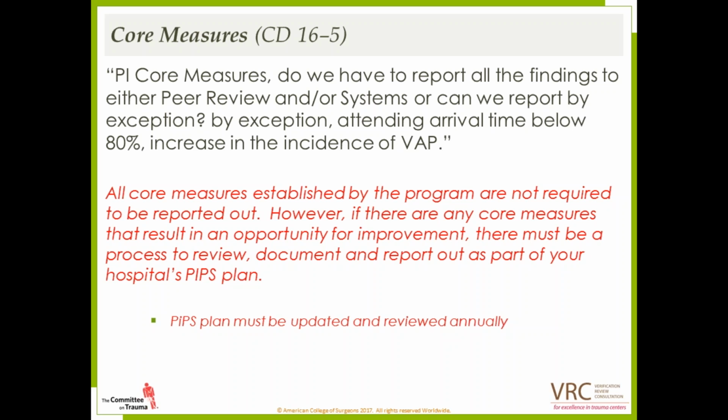So all core measures established by the program, because you establish what those core measures are, are not required to be reported out. However, if there are any core measures that result in an opportunity for improvement, there's issues that you've identified, there must be a process to review, document, and report out as part of your hospital's PIPS plan. So if there's an issue identified as part of your core measures, that should definitely be reviewed by the peer review or the systems. It doesn't have to be reviewed by both, but if it's a systems issue, definitely report out to the systems. If it's a peer review issue, you want to report out to the peer review.